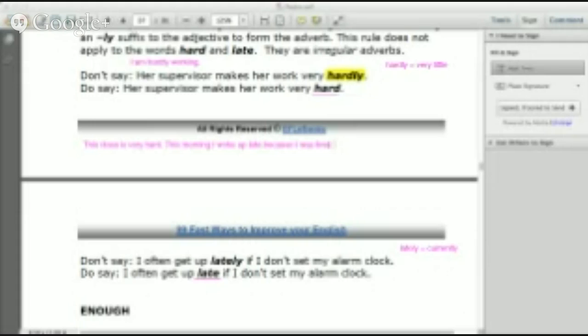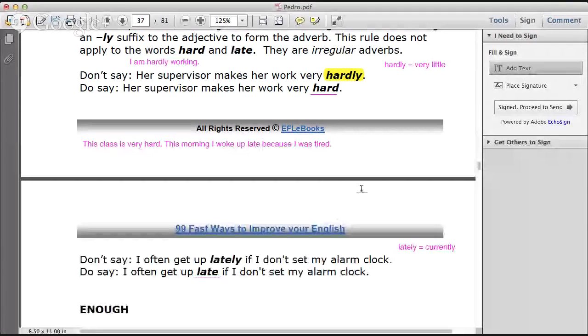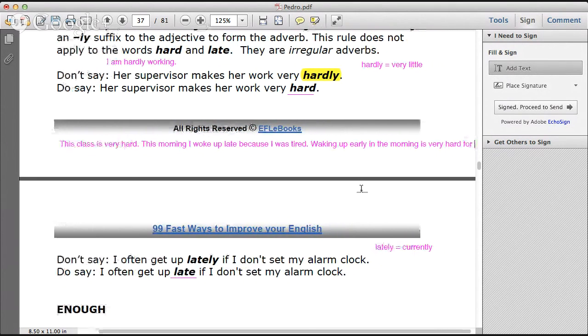David, let's have you use the word hard, please. Waking up early in the morning is very hard for me. Okay, there you go. Waking up early in the morning is very hard for me. That works. Okay, I like that.